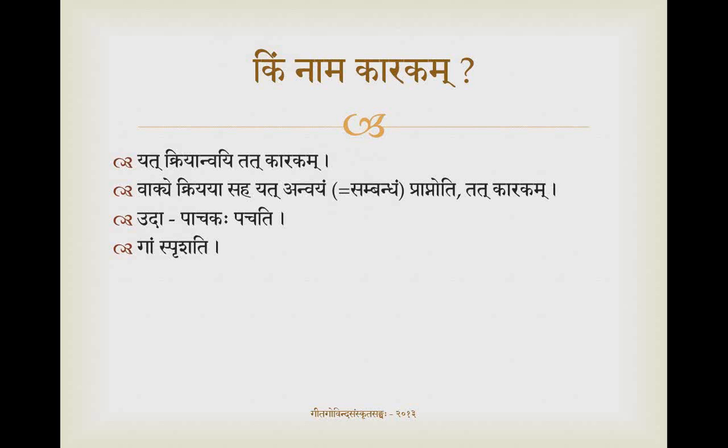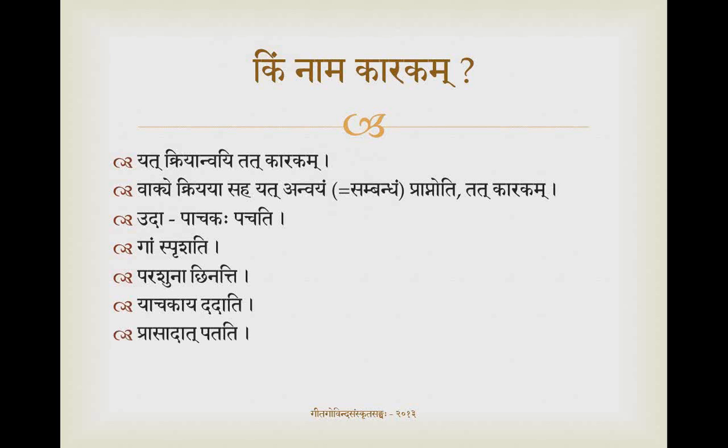Pachakaha Pachati. So the Pachaka is associated with the Paka Kriya, because he is the one who is actually doing the Kriya. Gam Sprishati. So, a boy is touching the cow. The cow is involved in the action by being the object of touch. Parashuna Chinati. So, he cuts a tree with an axe. The axe is involved in the action, the cutting, by being the instrument of action. Yachakaya dadati. He gives to the person who asks, or the beggar. So the beggar is a part of the action by being there to receive the thing which is given. In the case of dadati, there cannot be giving unless there is somebody to receive.